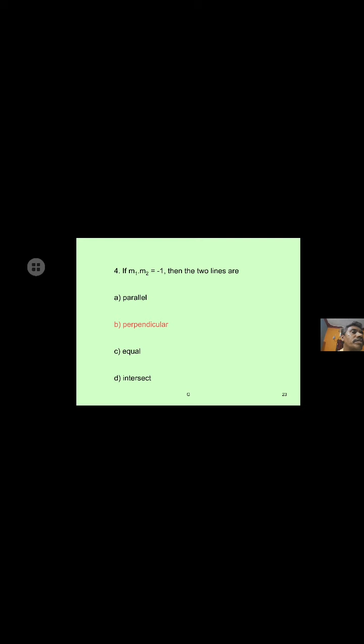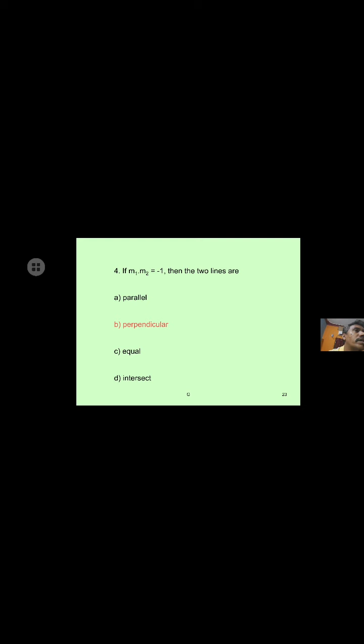Here we can observe one more thing. Suppose the first equation is 3x plus 4y plus 8 equals 0. Then its slope is minus 3 by 4.